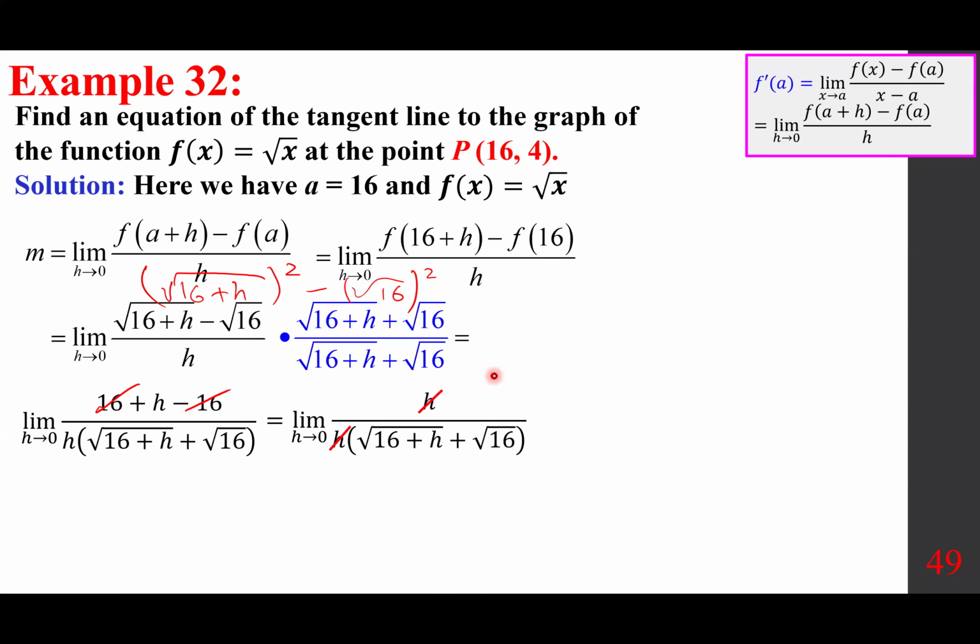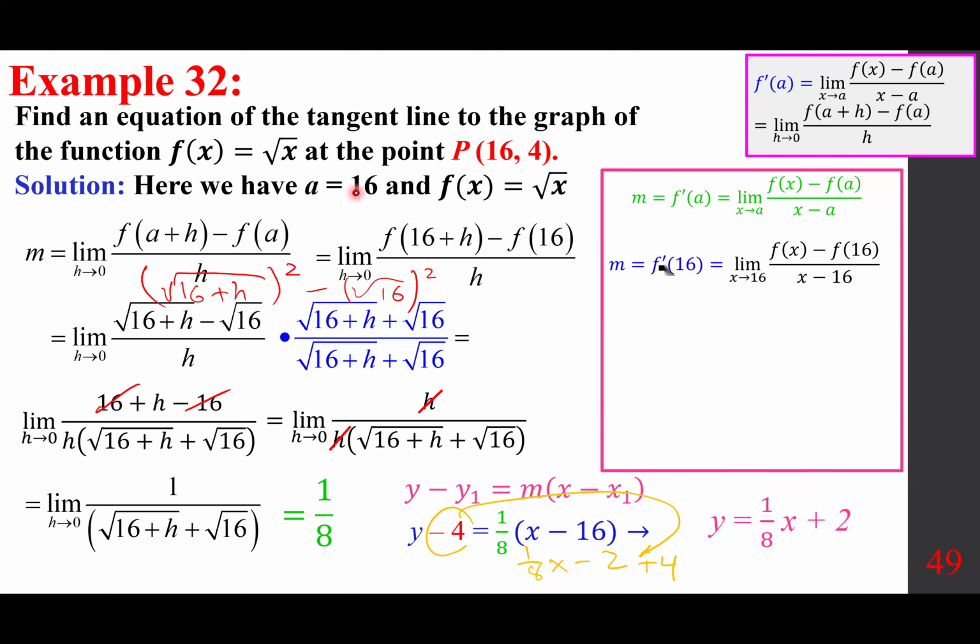However, I want to look at this method also for practice. M, or f prime of a, is the limit of f of x minus f of a over x minus a as x approaches a, and a is 16. What is f of x? Square root of x. What is f of 16? 4.